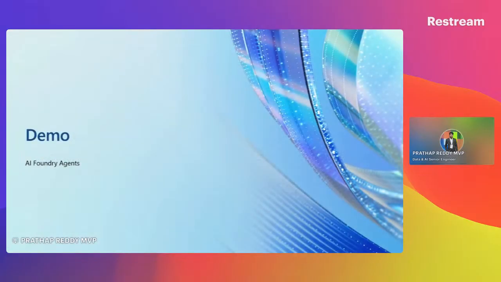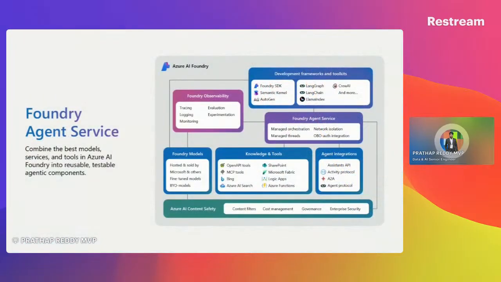Okay, now, before going to that, what does Foundry Agent Service really mean to us? Here there's a statement: combine the best models, services, and tools in AI Foundry into reusable, testable, and agentic compounds, right? For example, we have the family of models from OpenAI, Llama from Meta, Mistral, and Hugging Face. These are all the models available in the model catalog in Foundry. Let us assume, how can we reuse these products, test them, and use all these models inside the agent.